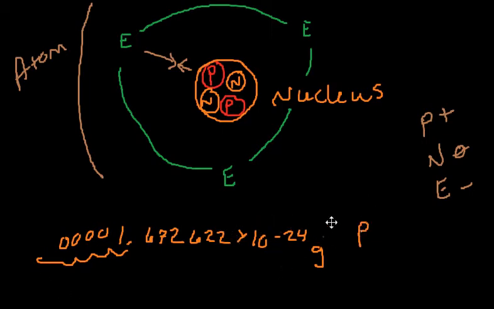Our neutron is relatively the same size. It has a mass of 1.674927 times 10 to the negative 24th power, and that's in grams too. So it's about the same size as a proton.